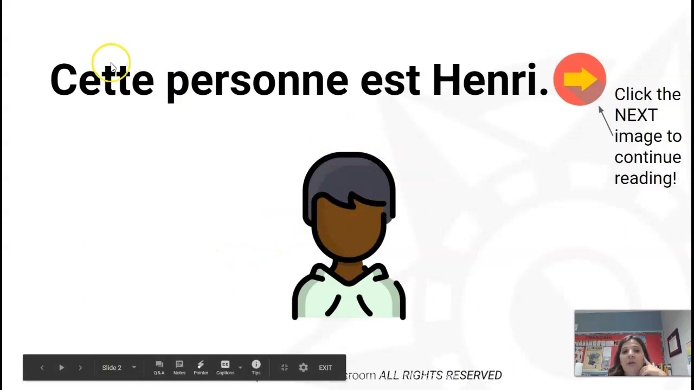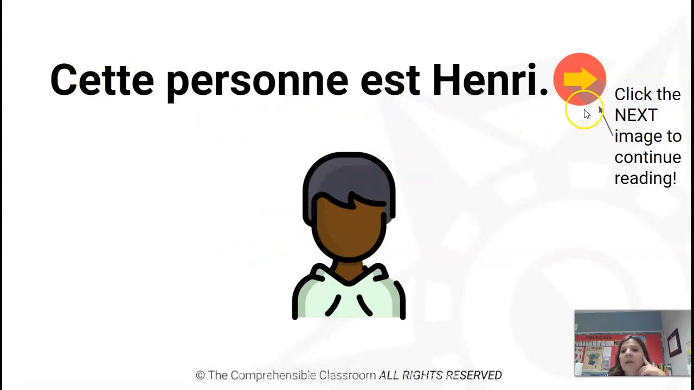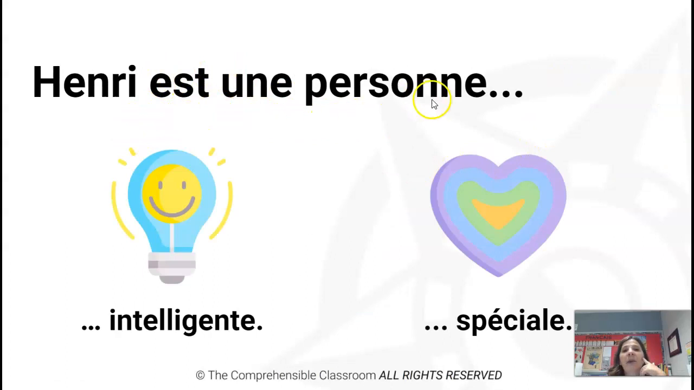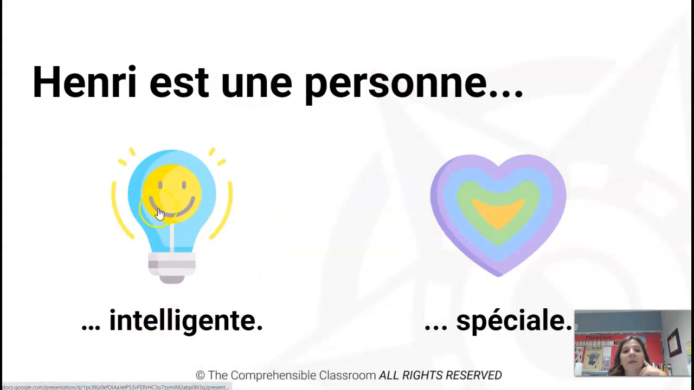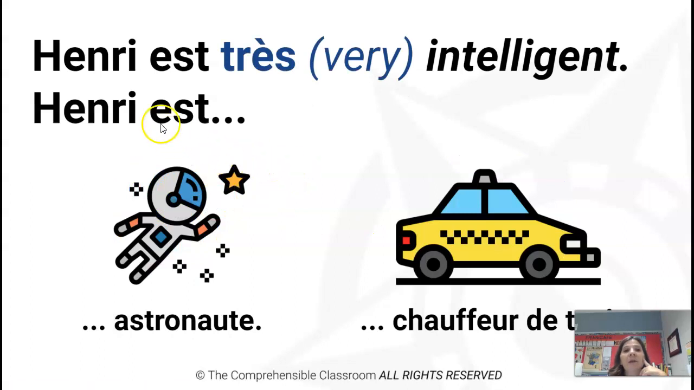Anyway, so you click start, and now see there's nowhere that you can change the character. So cette personne est Henri. Again, cette is the same thing as ceci and ce. Click next. Henri est une personne. Okay, Henry is what kind of a person? Intelligent ou spécial? And then you can click whichever one you want. So we'll do this one. Henri est très intelligent. Henri est, and then you can click on whichever picture.